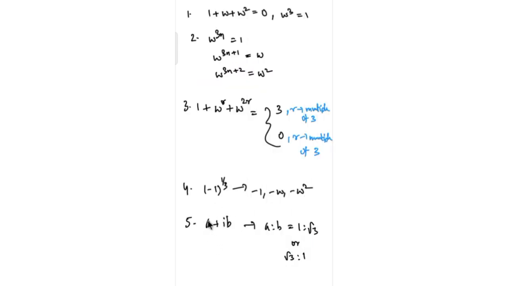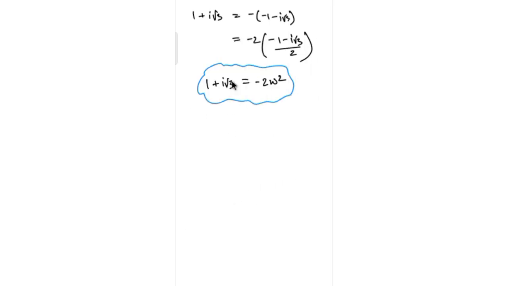I just wanted to say that if your complex number has the real part to imaginary part ratio of 1 is to root 3 or root 3 is to 1, then you can write it in the omega form. And the second one is if it is root 3 is to 1, that is root 3 plus i.